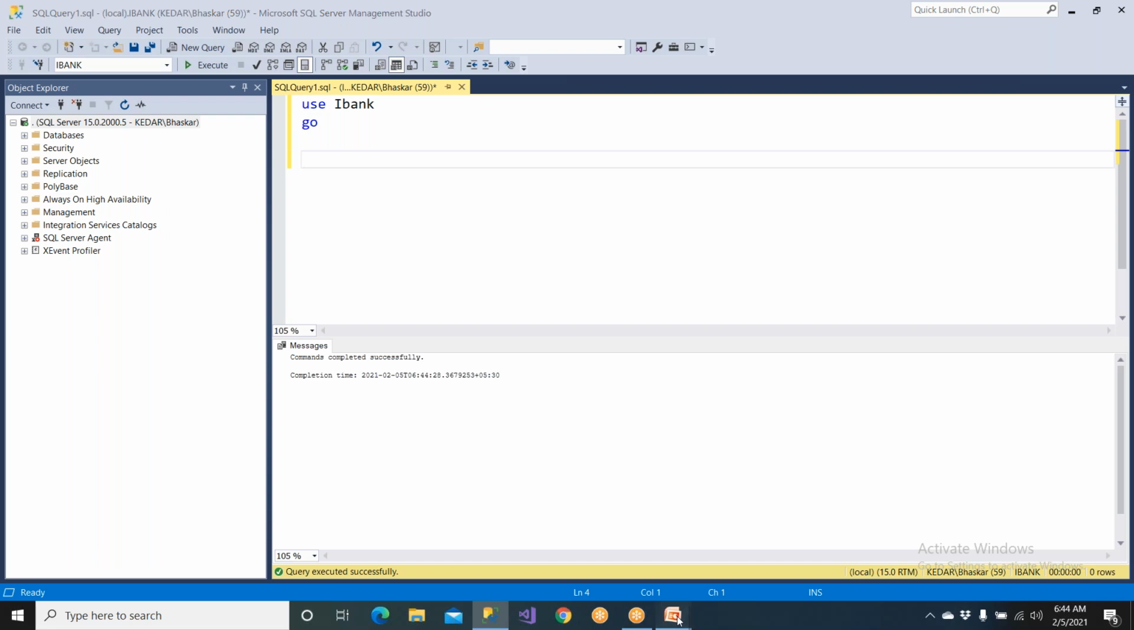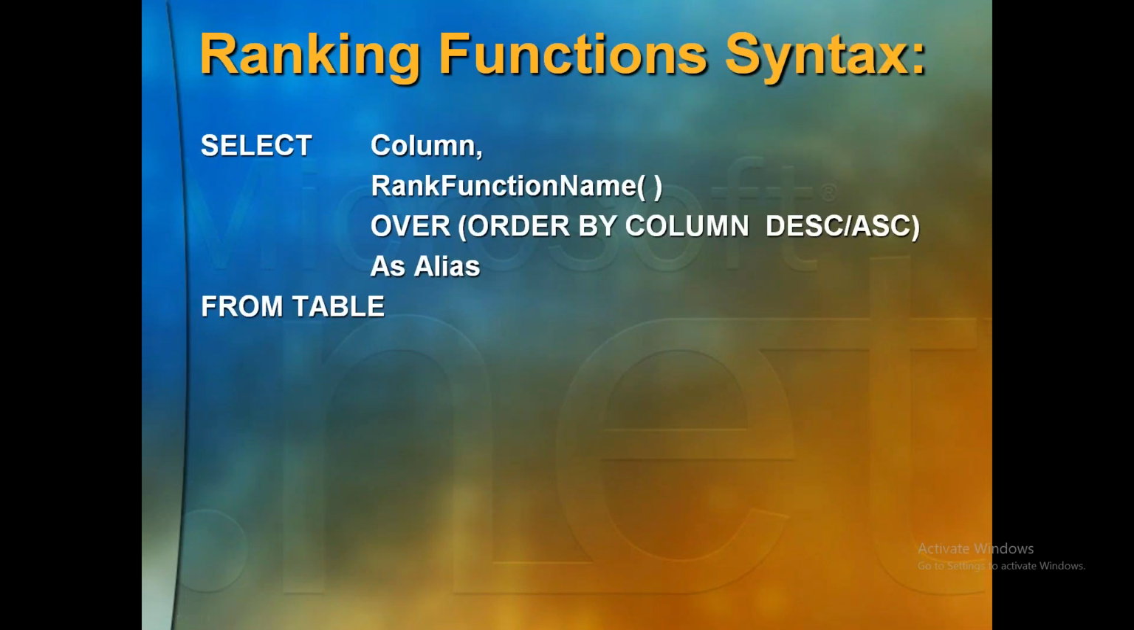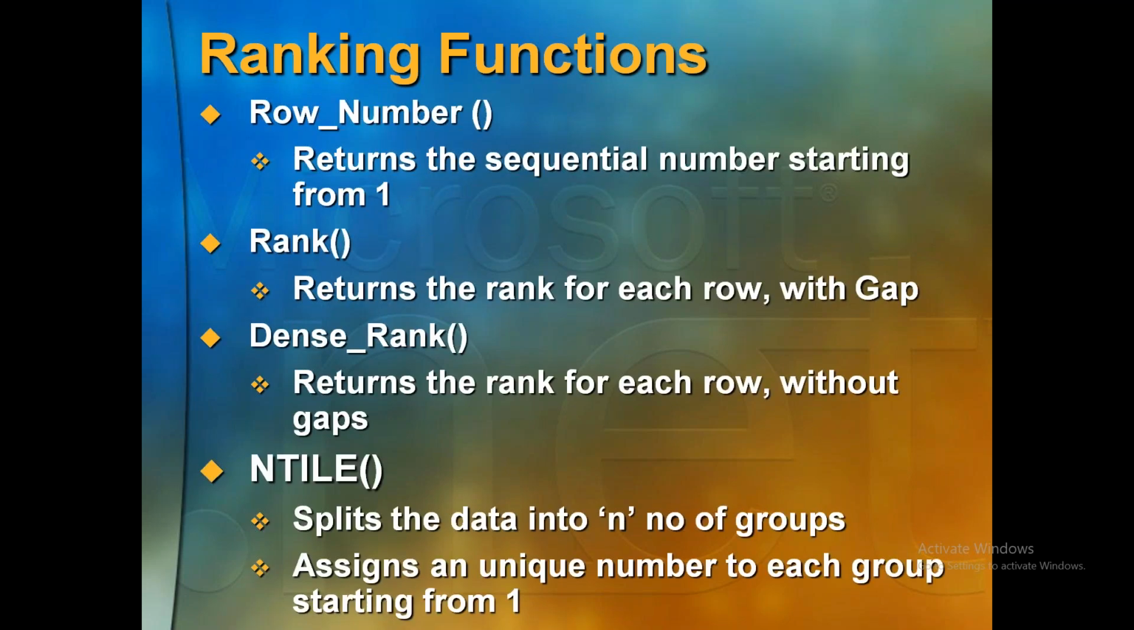Okay, so let us understand what the syntax for ranking is. You can write select columns, or you can also put star. Star means all columns. Then the ranking function name, then we need to write over order by any column from the table, either descending or ascending, and as alias, from the table name. So this is how you must write the ranking function syntax.